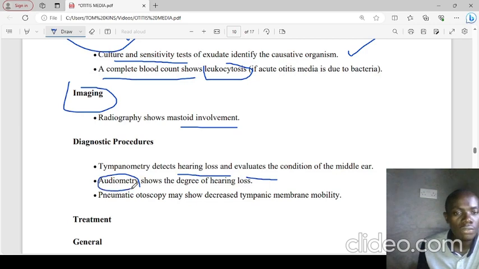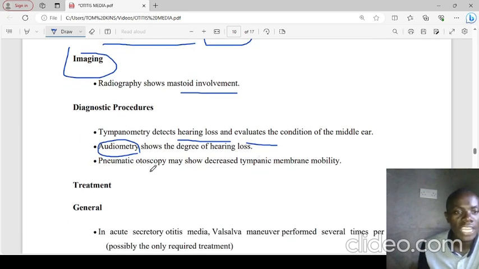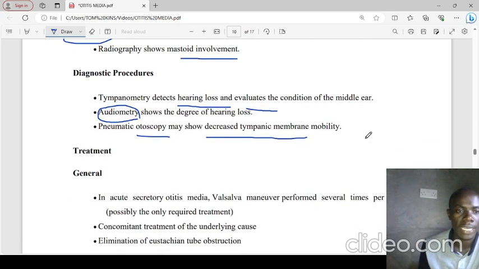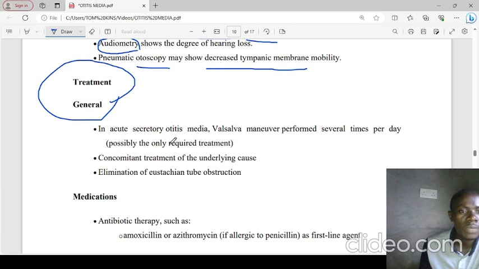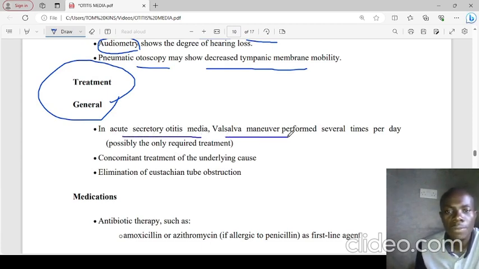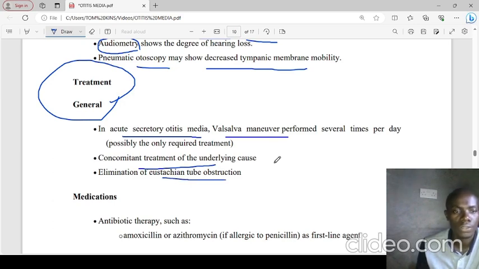Audiometry shows the degree of hearing loss, whereas pneumatic otoscopy may show decreased tympanic membrane mobility. What about the treatment? We start with the general treatment. In acute secretory otitis media, the Valsalva maneuver is performed several times per day, and it's possibly the only required treatment. We could also have concomitant treatment of underlying causes or elimination of Eustachian tube obstruction.